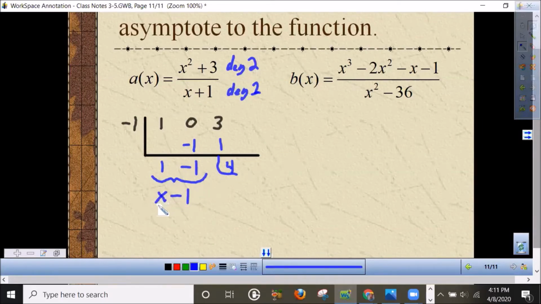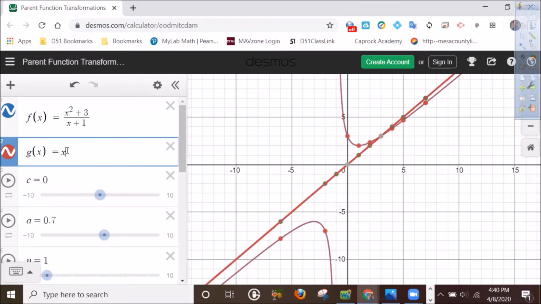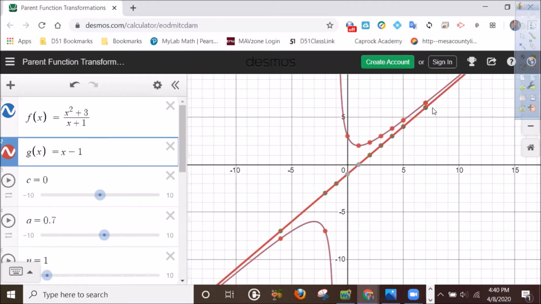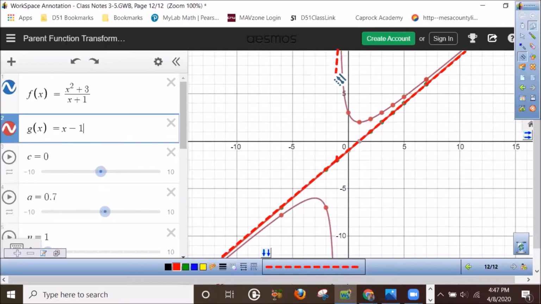And so x minus 1 will be the slanted line that will act as an asymptote. So here's the graph of x squared plus 3 over x plus 1, along with the graph of y equals x minus 1. And you can see that as you go off to the right and to the left, the graph does follow that straight line. And don't forget this vertical asymptote at x equals -1.